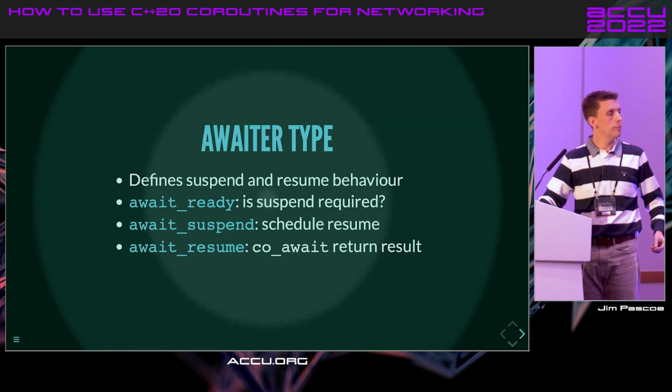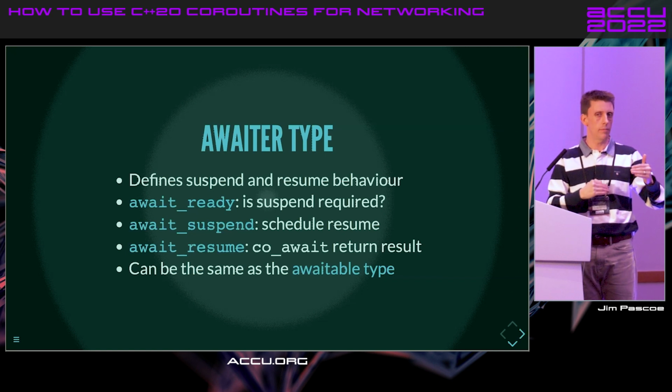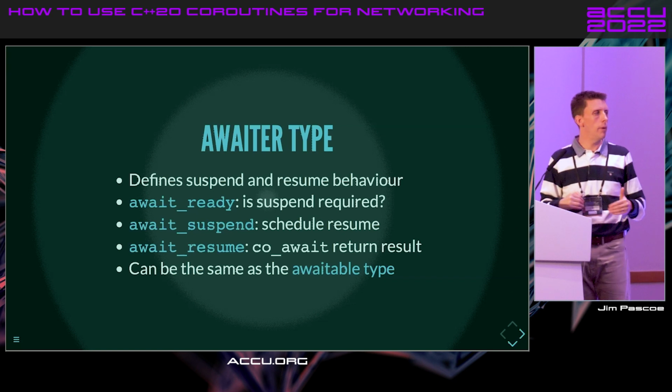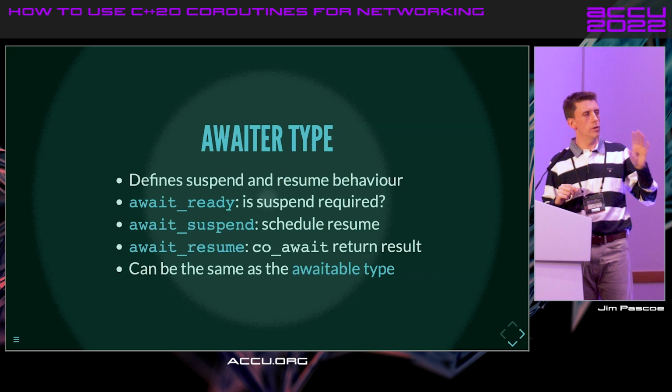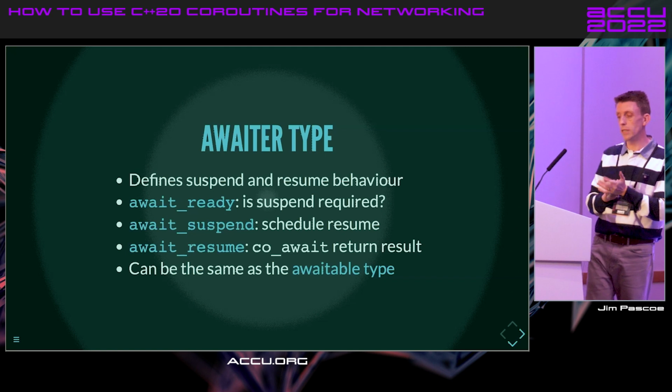Like I said, you can have an awaiter and an awaitable type, and they can be the same thing. Generally speaking, in the examples that I've seen, they are. But if you really want to understand the real detail, there is some subtlety. Have a look at Lewis Baker's post, I think it's the second one, on co-await. He goes into this in great detail.